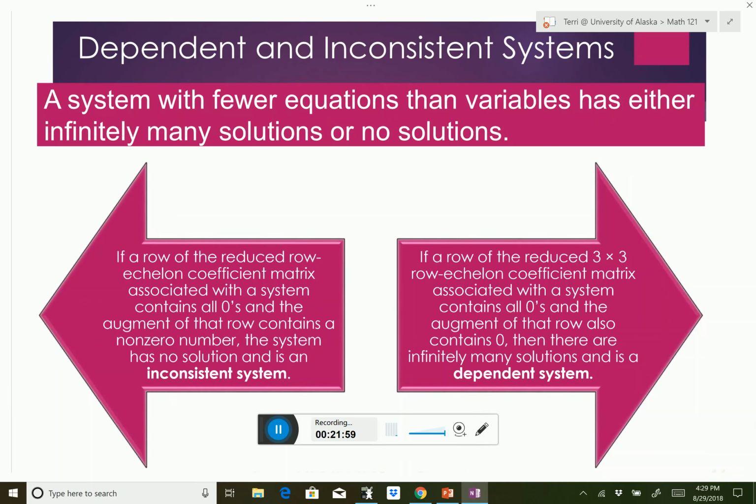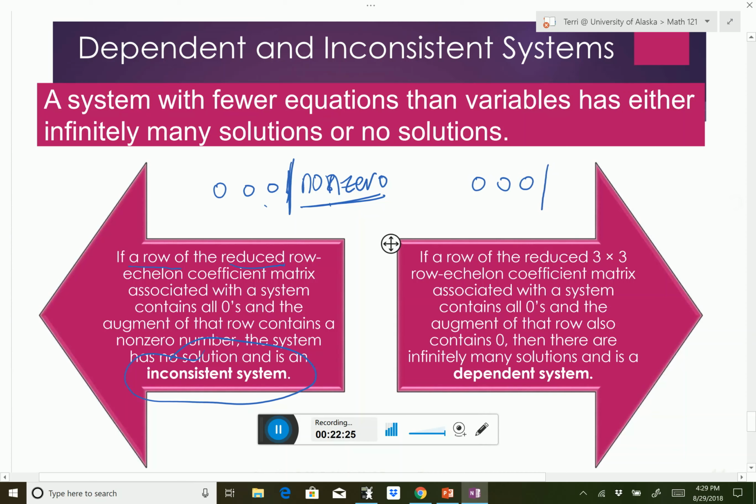So if one of the rows of your reduced row echelon form has all zeros on the coefficient side and a non-zero number over here, then you have an inconsistent system because you're trying to say that 0 equals something else and it doesn't. If you have 0, 0, 0 on the coefficient side and you have another 0 over here, that means you have infinitely many solutions. You have a dependent system, and you must, again, give the general solution. That's very, very important.